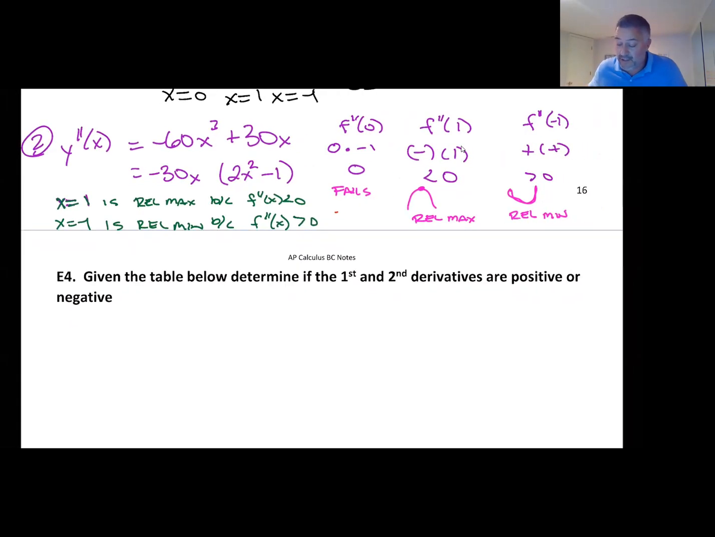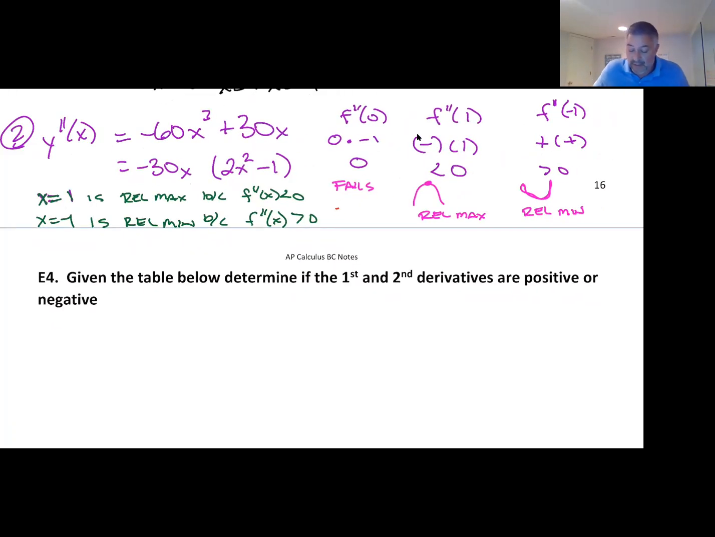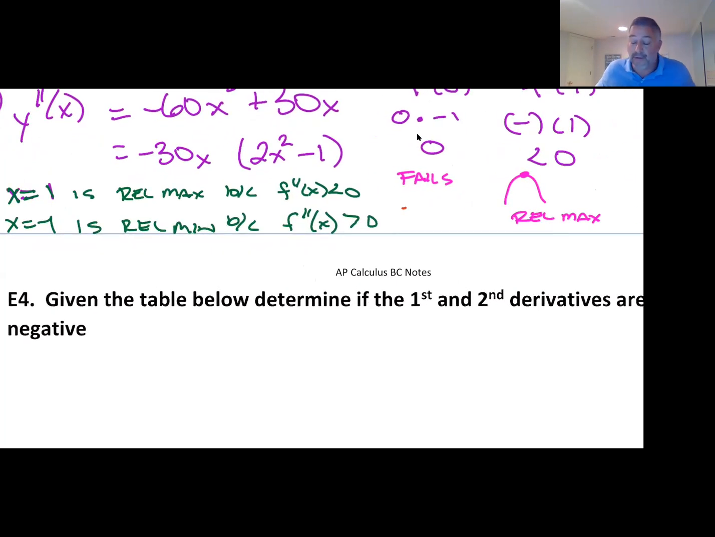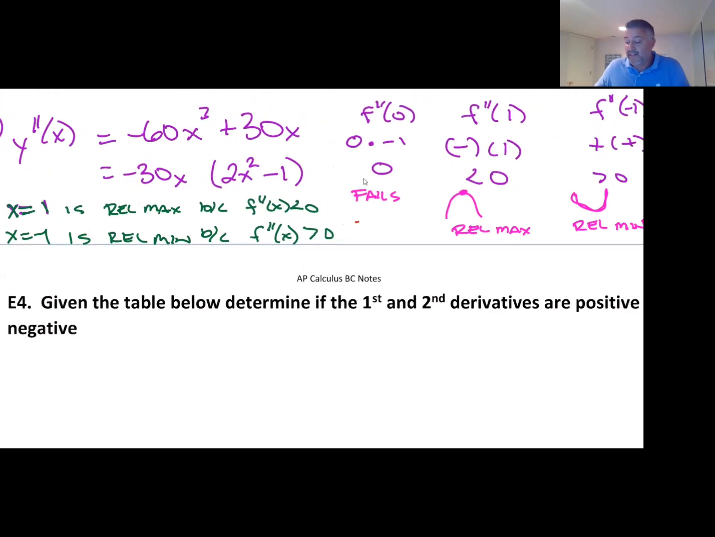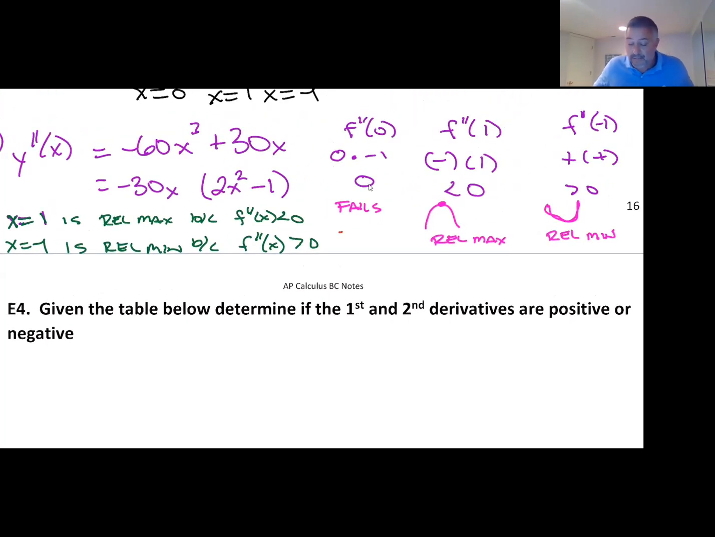I always draw the pictures to remind myself, because usually when it's less than, it's the bottom, but it's opposite because it's concavity, right? So just draw a picture if you need to, or if you just memorize it, that's fine too. That's the second derivative test, everybody.